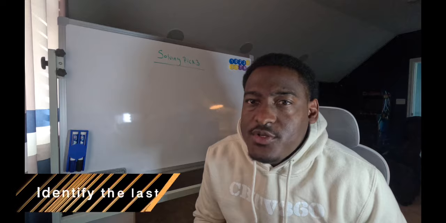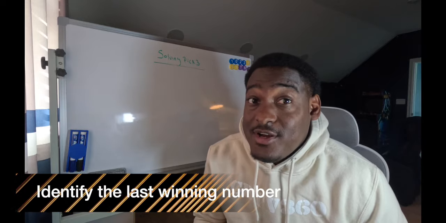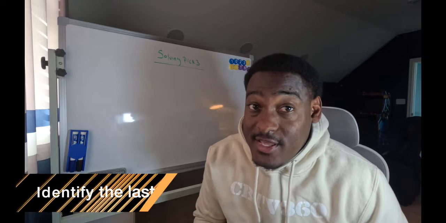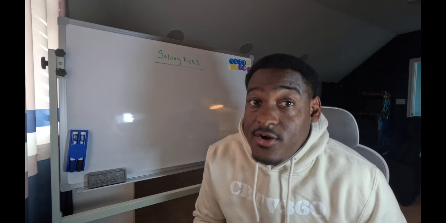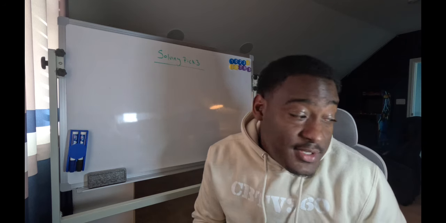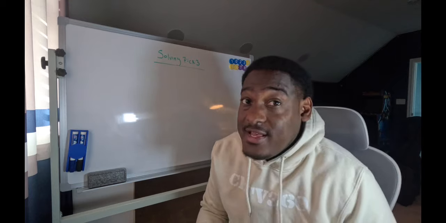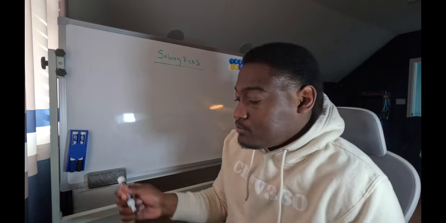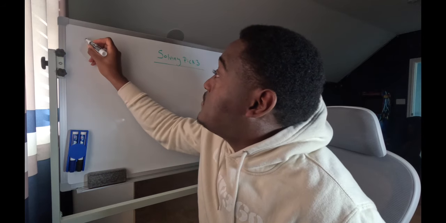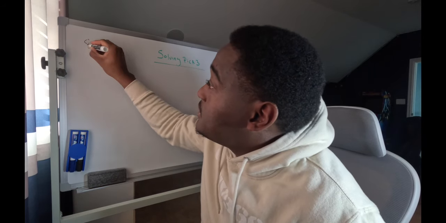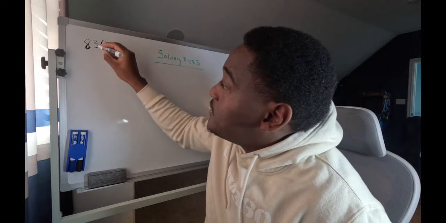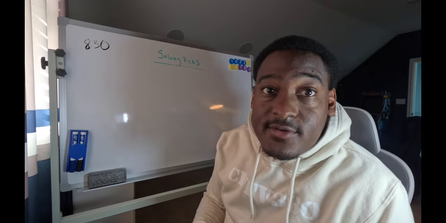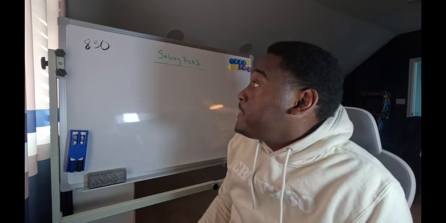So the first thing you want to do is identify the number that fell in your state. All right, so in Virginia last night it was 830. So 830 fell last night in Virginia. What we want to do is make a note to yourself that 830 was the number that fell. So we got 830 right here, right?